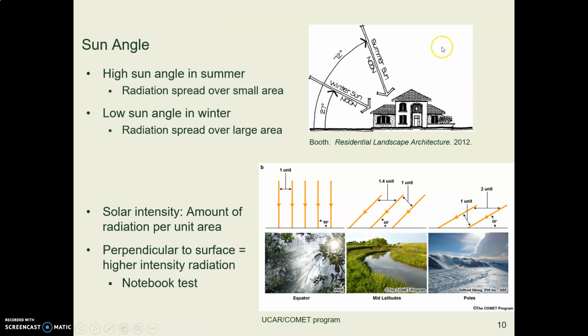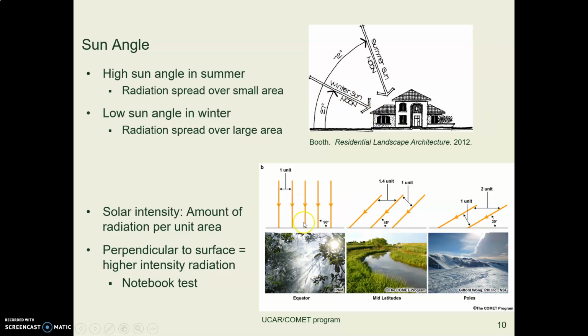And in the summertime, here's a diagram of a house with sun coming in. In the summertime, the sun is closer to directly overhead, so you're going to get more radiation, but it's going to be concentrated over a small area, so it'll feel warm. In the wintertime, the sun is coming in at a lower angle. It's going to be spread over a larger area.